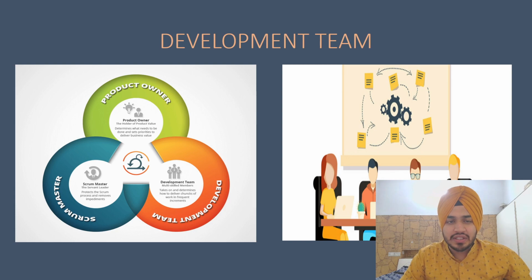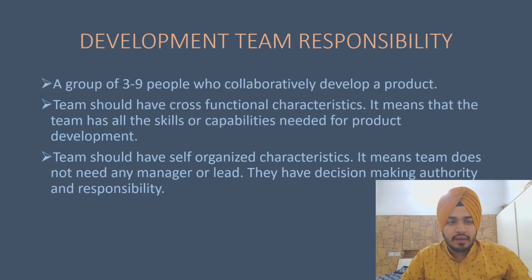Now the roles and responsibilities of a development team. So usually a development team is of 3 to 9 people who collaboratively develop a product. Usually they are 3 to 9 people, but according to the project, they may be more as well. The development team includes the business analyst, the database, the UI, the backend, the API team, the Power BI and all, except the Scrum Master and product owner. All other people are of the development team.